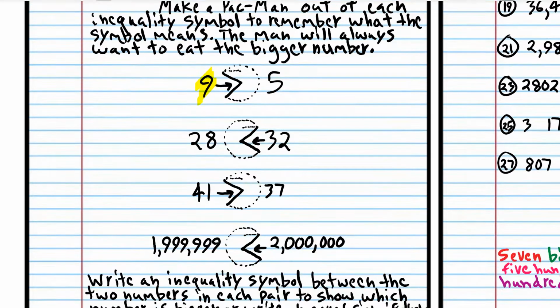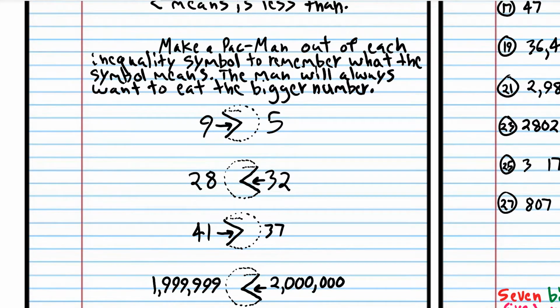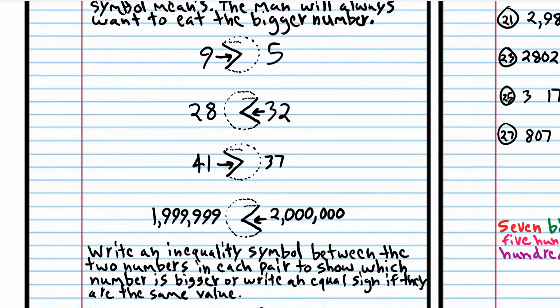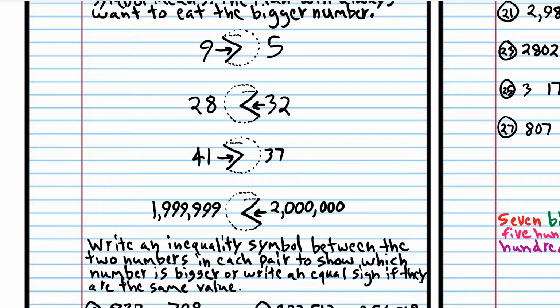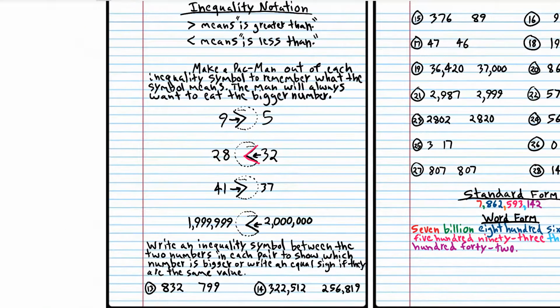And the way that a lot of students memorize this is if you write your greater than symbol, this is your greater than symbol here. And if you draw a Pacman, the greater than symbol wants to eat the bigger number. All right, so that's how I always remember which direction the symbol goes. I can't remember it otherwise. I just can't. That's the best way for me to remember. So 32 is bigger, so your greater than symbol goes this way. And so on and so forth.